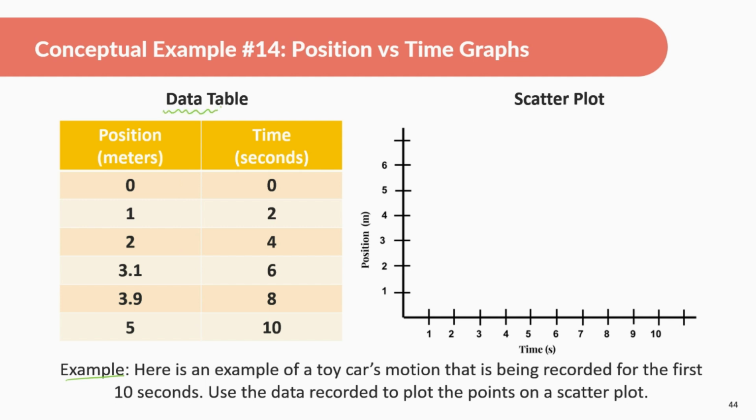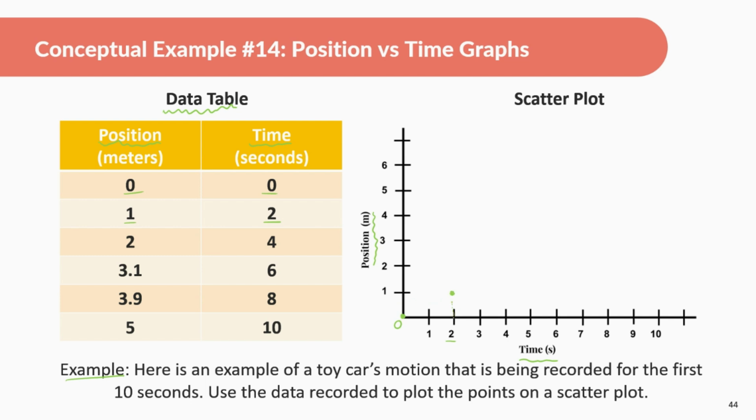Again, we have the data table, we have the position, and we have the time. So anyway, let's take it one step at a time. Okay, let's look at 0 and 0. At time 0, which is right here, it is at 0 meters. Great, so we'll just put a point right there. Now, at time 2 seconds, it is at position 1. So let's look at 2 seconds. Great, and it's at 1 meter, so right around there.